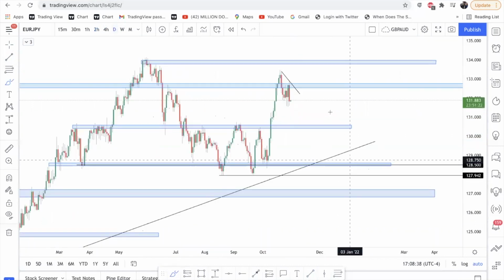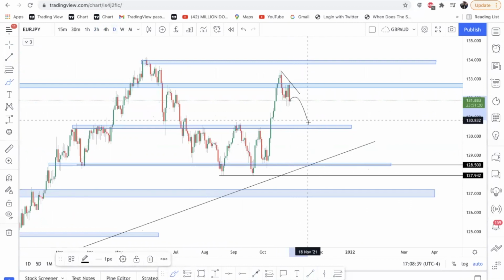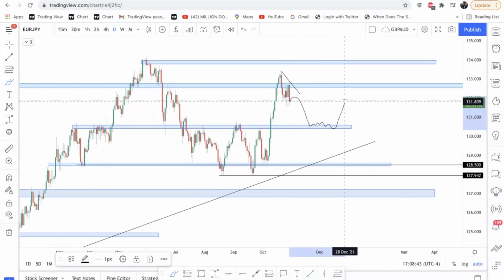Looking at this on a daily, we could roll back over to this structure point around here. Around there, then you could possibly bounce again.